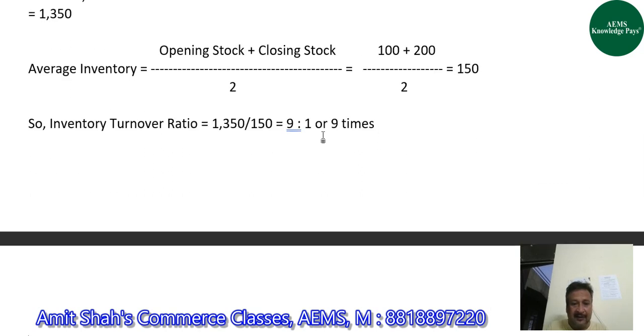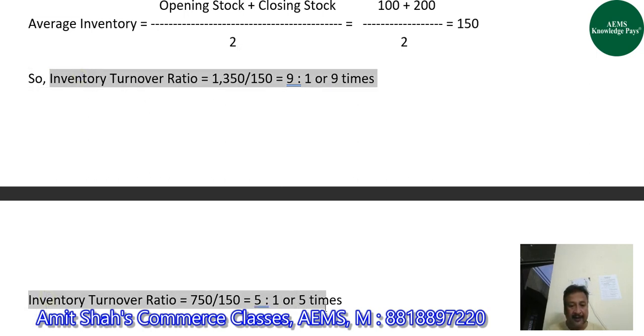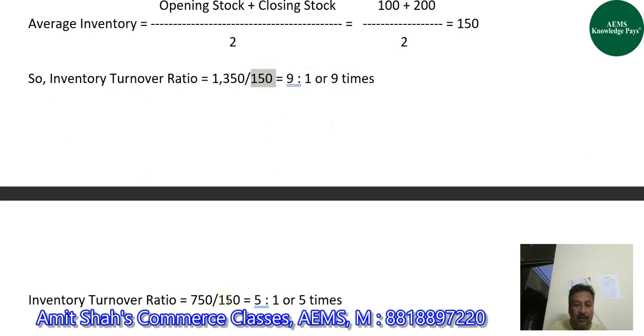Now, if another company has inventory turnover ratio as 750 divided by 150, that is 5 is to 1 or 5 times, which company is doing better? Company A or company B? I'm asking you guys. Which company is doing better? Yes, it is A because both the companies maintain the same amount of stock, yet company A is able to sell more than company B. It means this company manages its stock better than company B. I hope you have got this, guys.